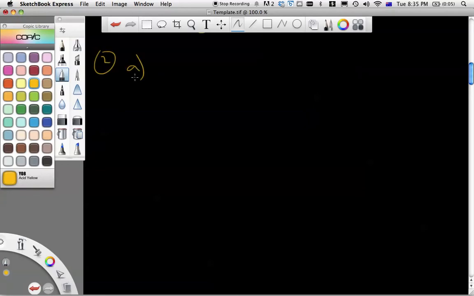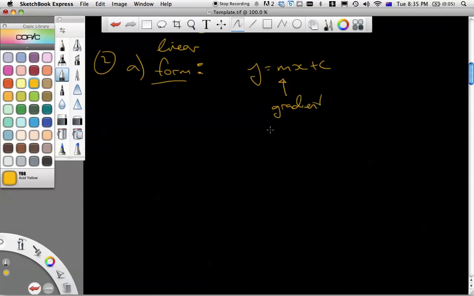2a. So, what do we do? Well, first let's think about the form of the equation. A linear equation, linear form, is y equals mx plus c. And we've mentioned before, we've just got the gradient, also known as slope. Got our y-intercept.